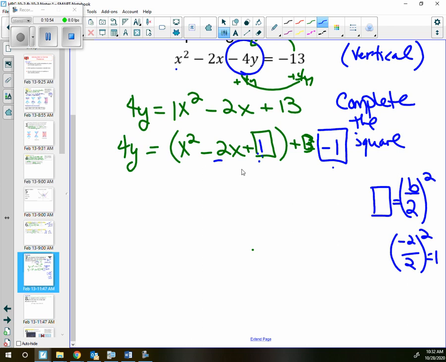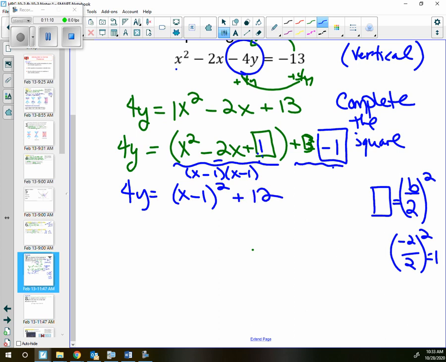I can't change the value of it. All right, so now why did this work for us? Well, now I can factor this trinomial. That factors into x minus 1 times x minus 1, which is x minus 1 squared, a perfect square trinomial. On the outside, just do the arithmetic. So that would be a plus 12.